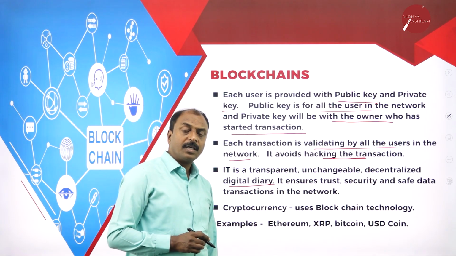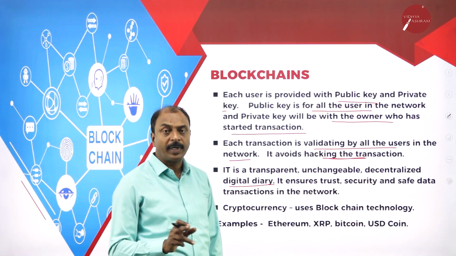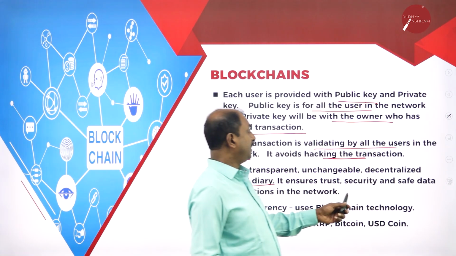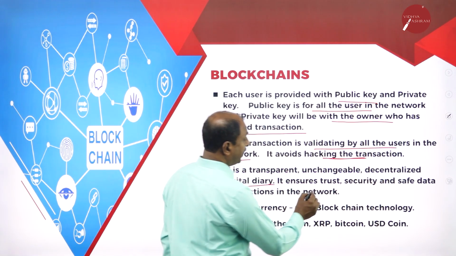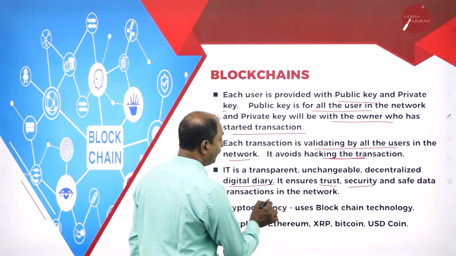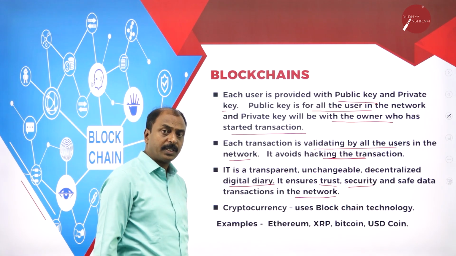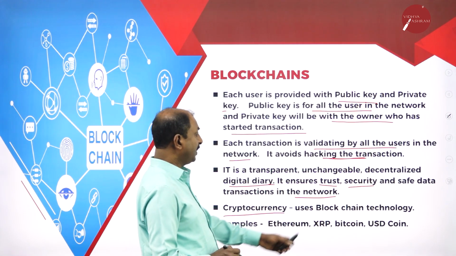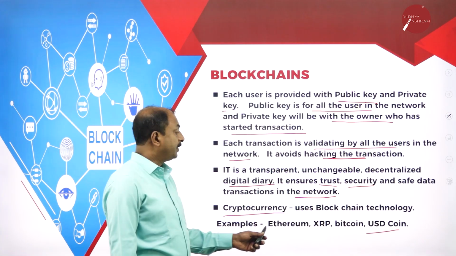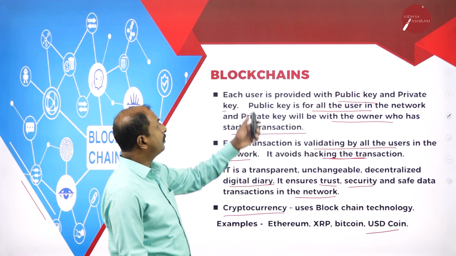All the data are not in one place. All the data transactions are shared among all the users. That is the reason we say it is a decentralized structure. It ensures trust, security, and safe data transactions in the network. This is the advantage of blockchain technology. Cryptocurrency is an example that uses blockchain technology. Cryptocurrency is one of the applications of blockchain.